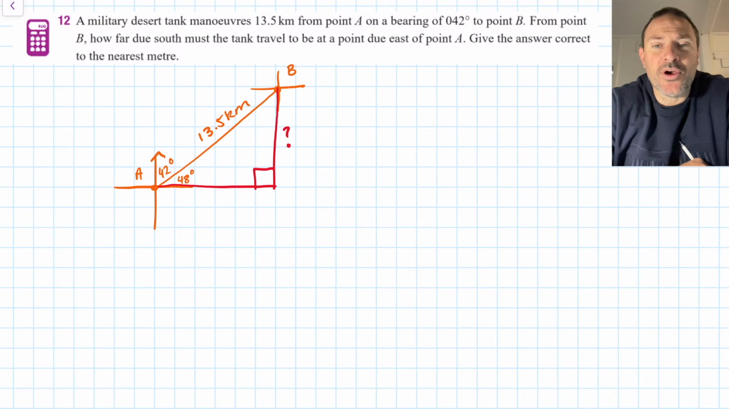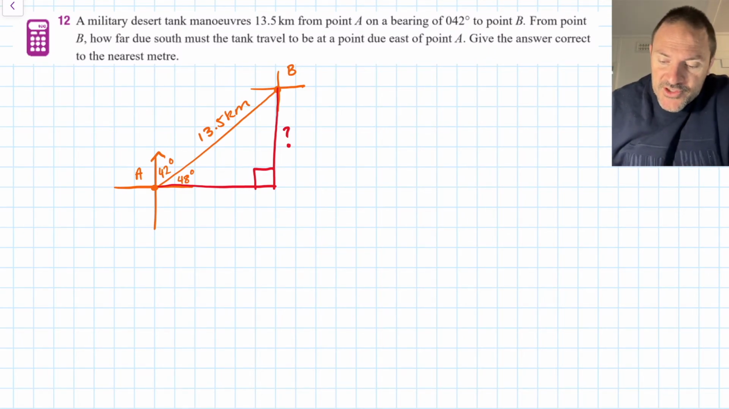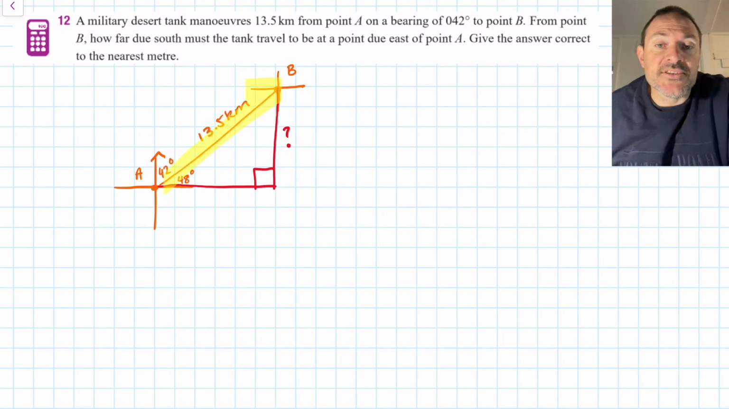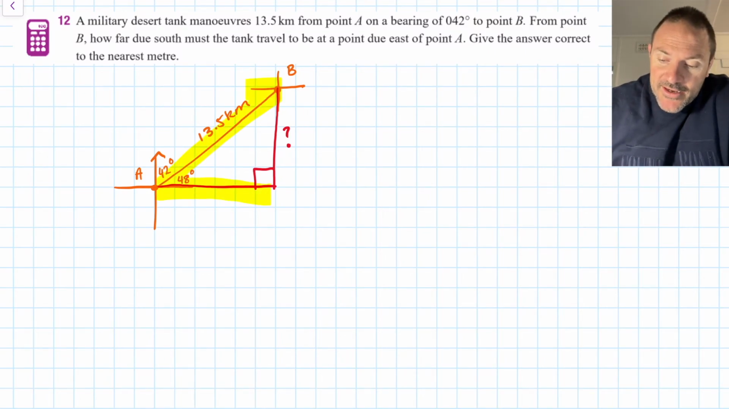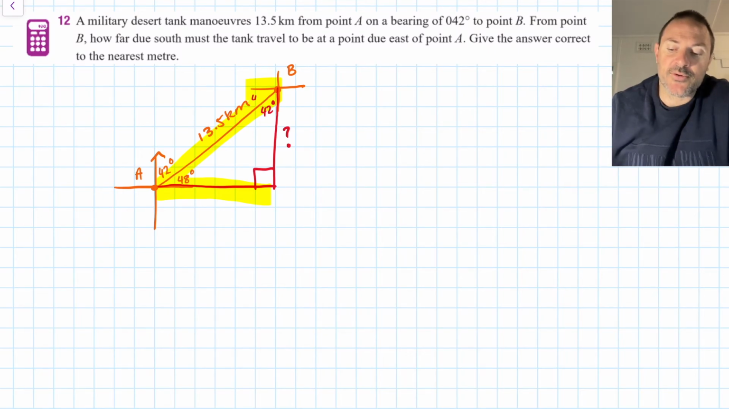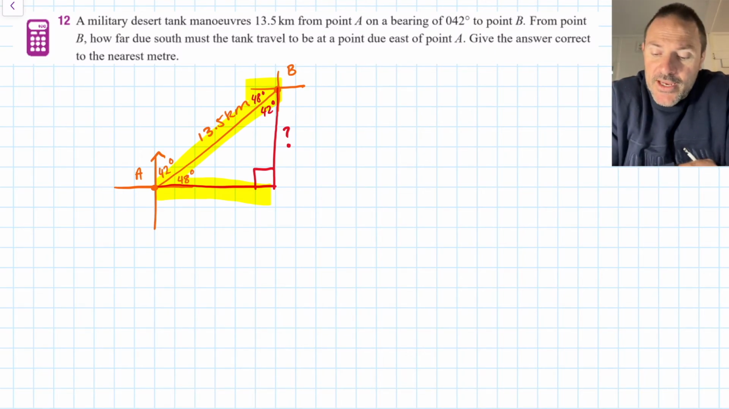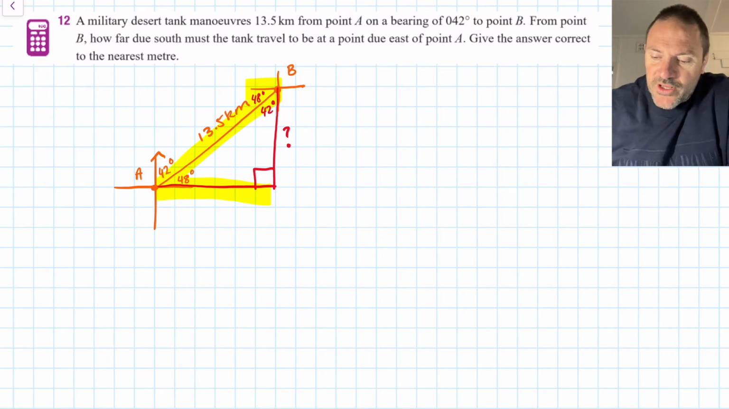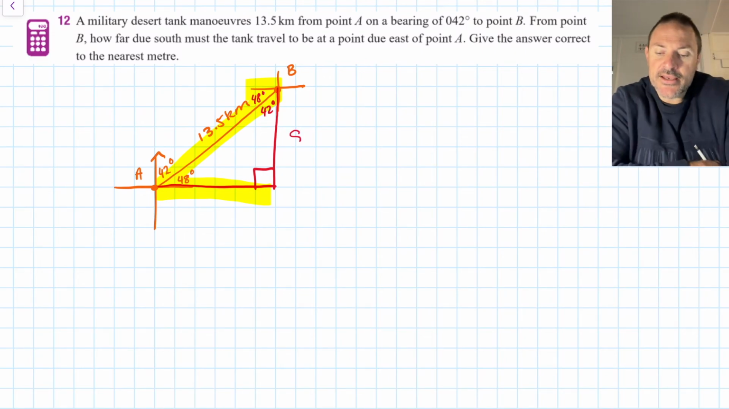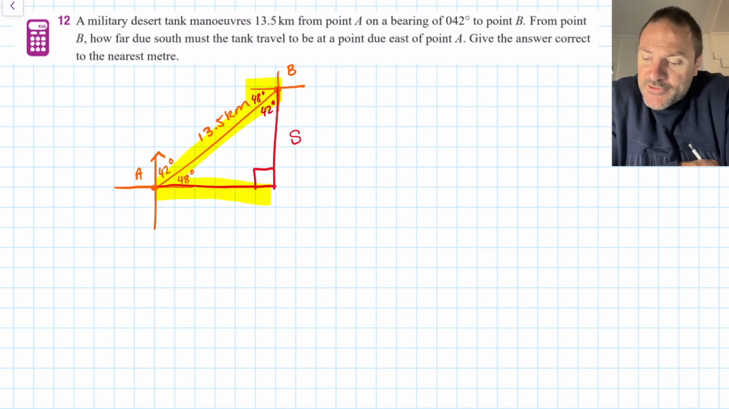One thing I've noted, and this won't help you so much with right angle trig, but with non-right angles, remember we have alternate angles inside there as well, which means that these two angles inside here are equal. Likewise, the 48s up there are equal. Later on, that might help you, but in this case it doesn't really help because you've got an angle in your triangle anyway. We'll call this S. How far due south is it to point A? To the nearest meter, that's all it's going to be.